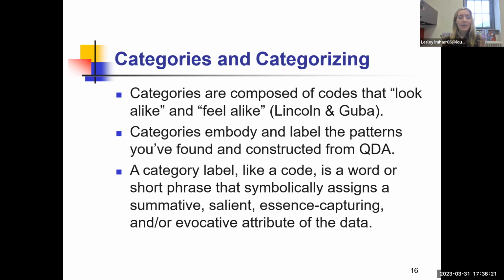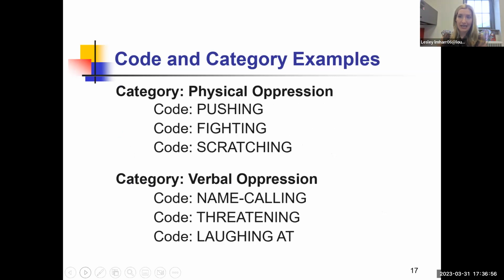Categories embody and label the patterns you've found and constructed from your qualitative data analysis. I'm going to use the words category and theme kind of interchangeably because that's the way it happens in the literature. So a theme label, a category label, like a code, is usually a word or a short phrase that symbolically assigns this summary, but it's a higher level of conceptualization. So we have to learn really good, strong coding to be able to get to a really good, strong thematic analysis. So I'm going to give you an example.